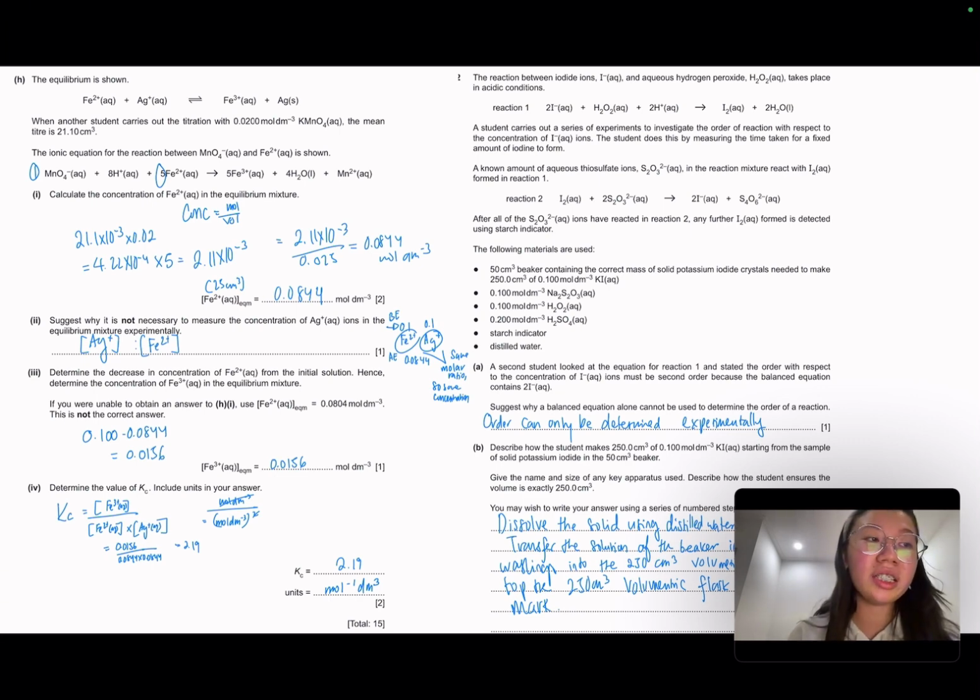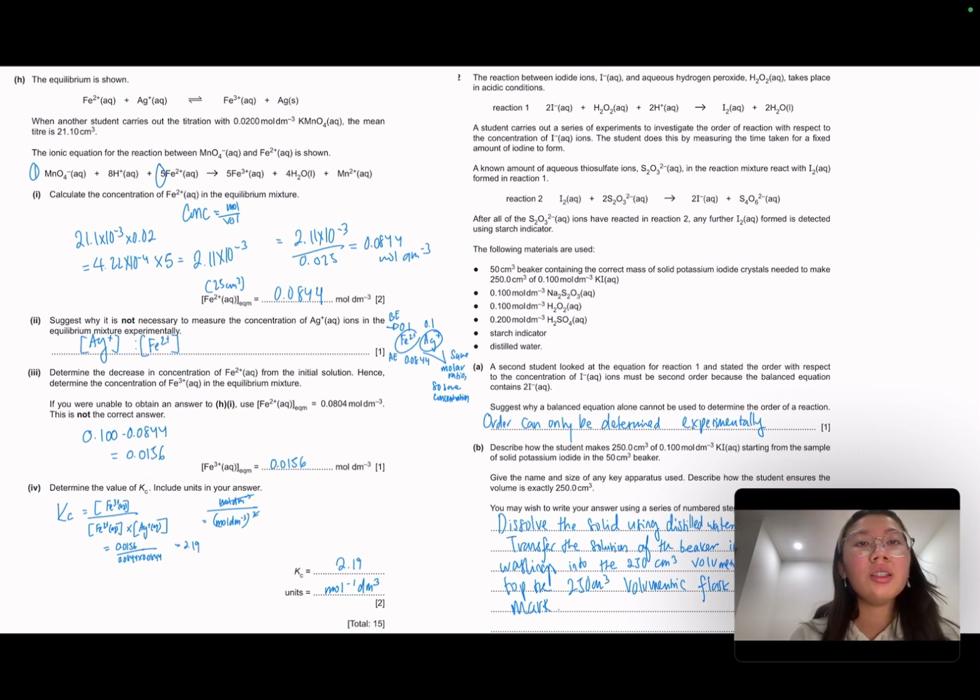But that is the amount for 25 cm³ of solution. They're asking for the concentration in terms of dm³. That's why you divide it again by the volume of solution. And that way you get 0.0844 mol per dm³, and that is the concentration. Alright. Suggest why it is not necessary to measure the concentration of Ag+ ions in the equilibrium mixture experimentally.